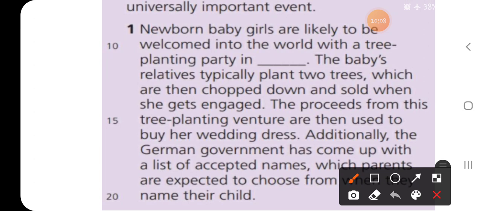Newborn baby girls are likely to be welcomed into the world with a tree planting party in.